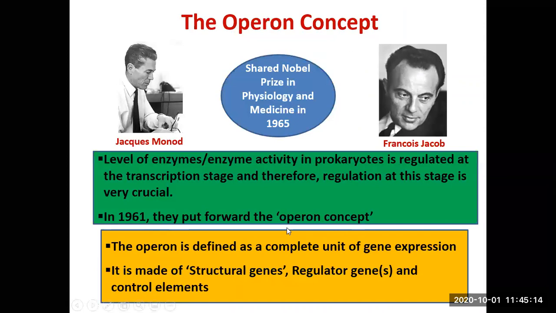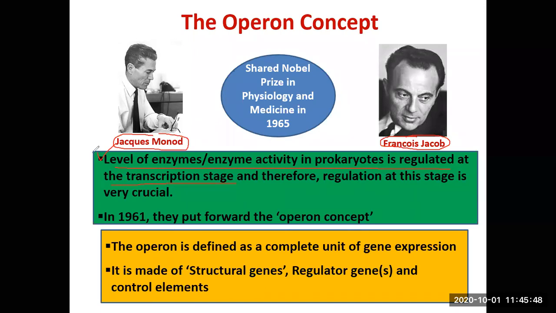So now, what is an operon? This operon concept came from two celebrated biochemists. You must have heard the names, Jacques Monod and Francois Jacob. Jacob and Monod, by this name they are very popular. What they hypothesized, in the case of prokaryotes, and it still stands true, is that the level of enzymes or their activity in prokaryotes is regulated at the level of transcription.